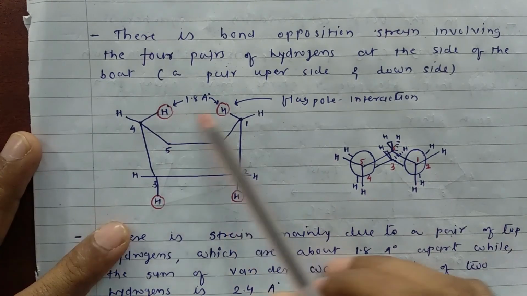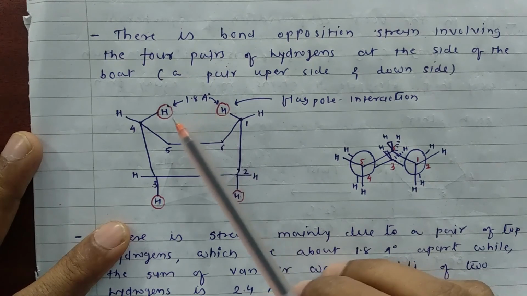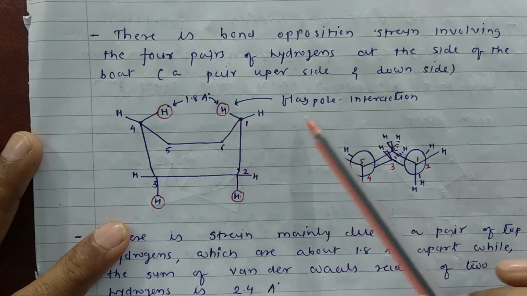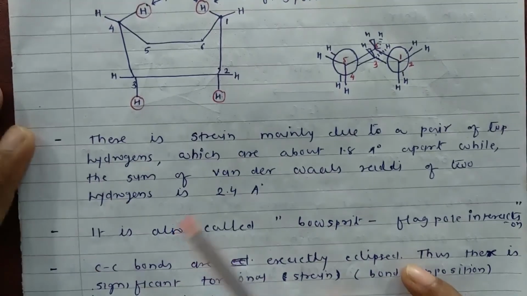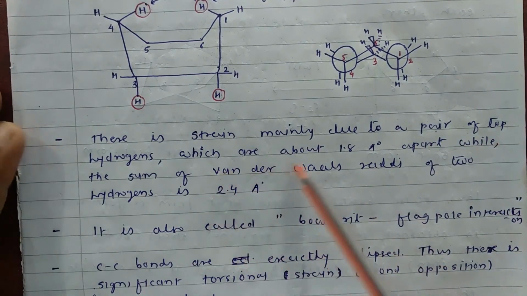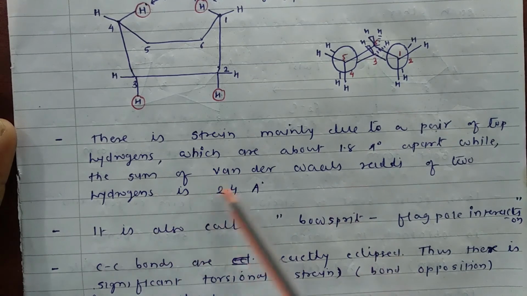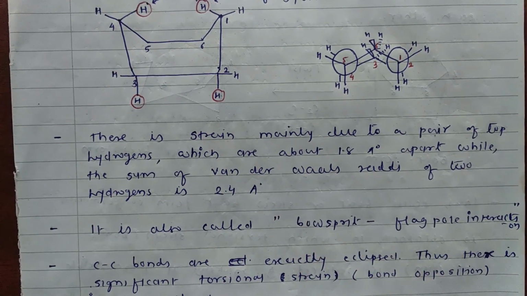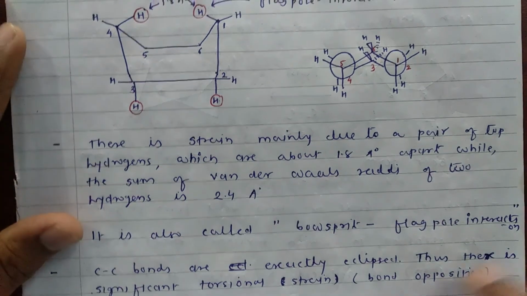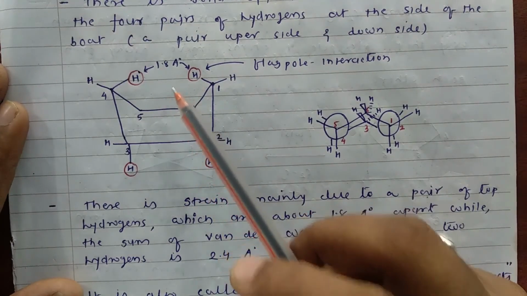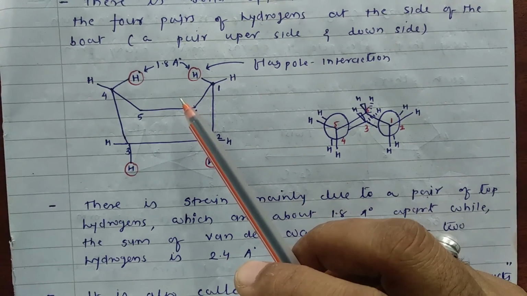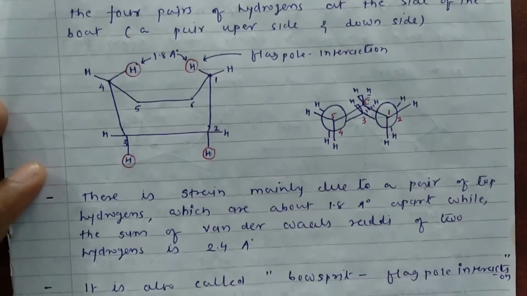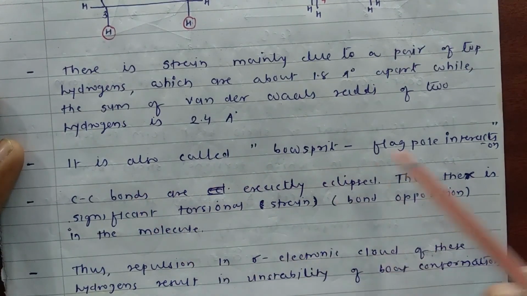Here also, the distance between the upper hydrogens is 1.8 angstrom. So it is very close, and these hydrogens are called flagpole hydrogens, and the interaction between them is called flagpole interaction. There is a strain mainly due to a pair of top hydrogens which are about 1.8 angstrom apart, while the sum of the van der Waals radii of 2 hydrogens is 2.4 angstrom. That means the distance between hydrogens is 2.4, and the distance between 2 hydrogens in the boat form is 1.8. So it is less, and therefore they are very close. More interaction, more repulsion, therefore it reduces stability and increases energy. So it is also called bowsprit flagpole interaction.